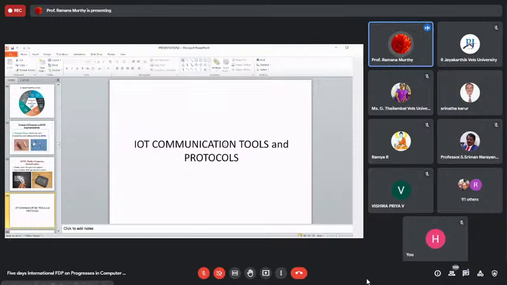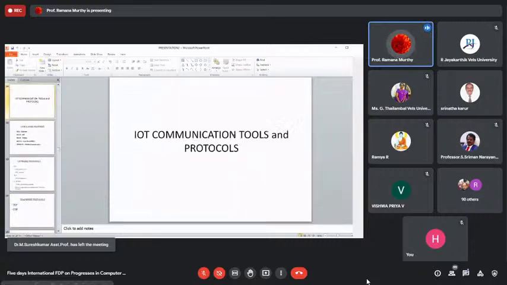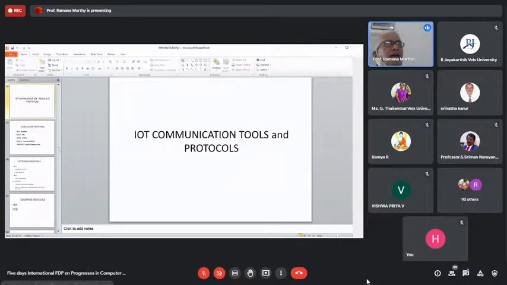In that context, IoT communication tools and protocols will come. As I told you, IoT basically is another extension of OSI or TCP, whatever it may be. There you have communication tools you have to use, and then design certain protocols. Like you have the OSI model in which there are 7 layers, as you know, the data link layer. Then you have what do you call?